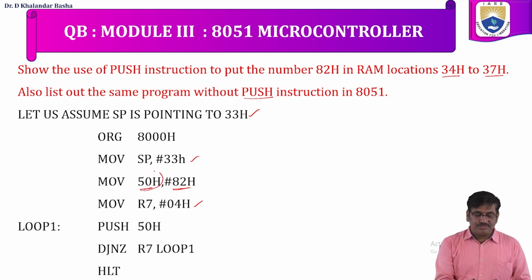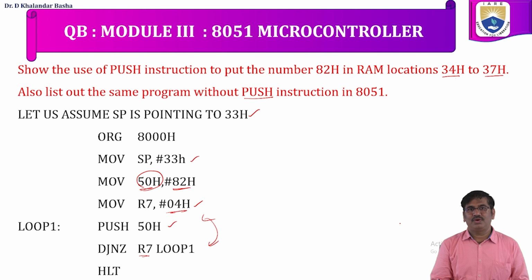Then whatever data is present in the 50H location, we want to place onto the top of the stack. For that we use the instruction PUSH 50H. Now the 50H memory location contents will be placed onto the top of the stack. Then as one data transaction is done, we decrement the count, and if it is non-zero, go to loop 1. So these two instructions will be repeated four times for loading the data into the 34H to 37H locations. Then we stop the program by using the HLT instruction. So this is by using the PUSH instruction.